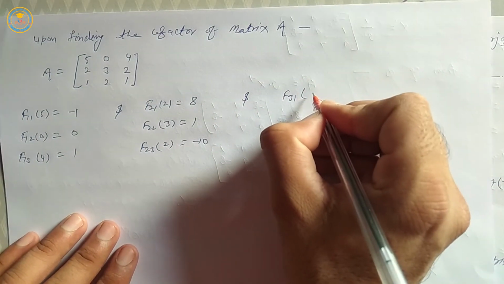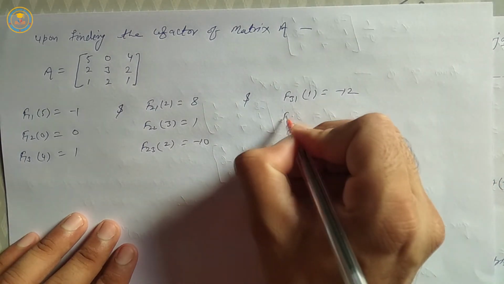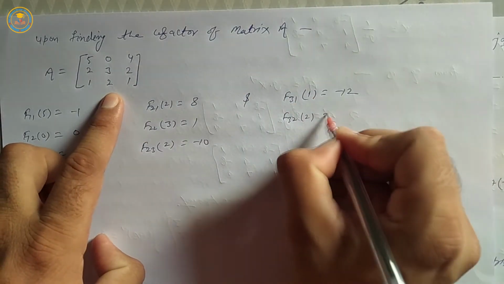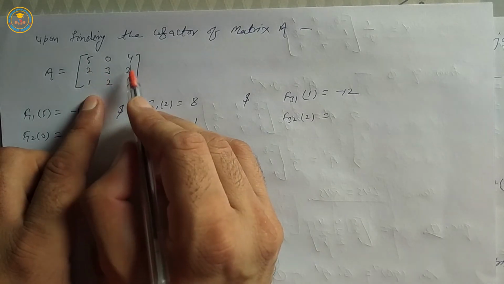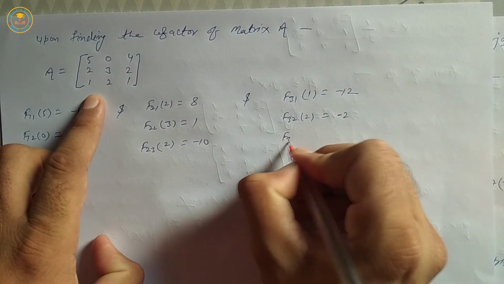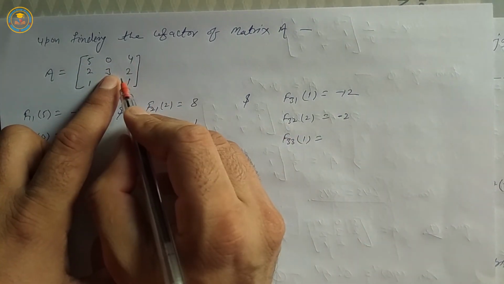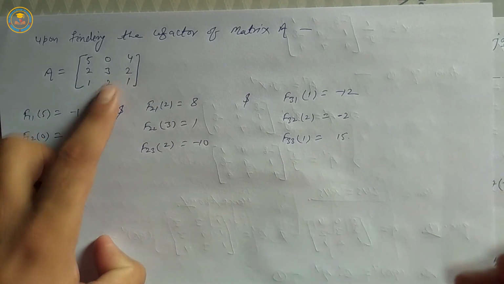F31 equal to minus 12. F32 is equal to 10 minus 8, it means 2, minus 2. F33 is equal to minus 15, plus 15. Okay.